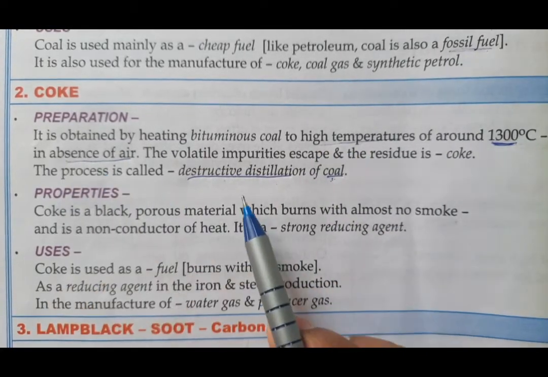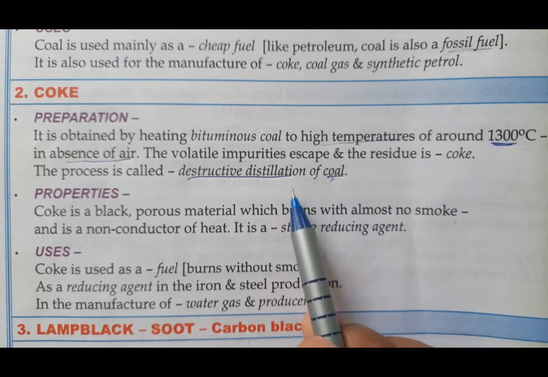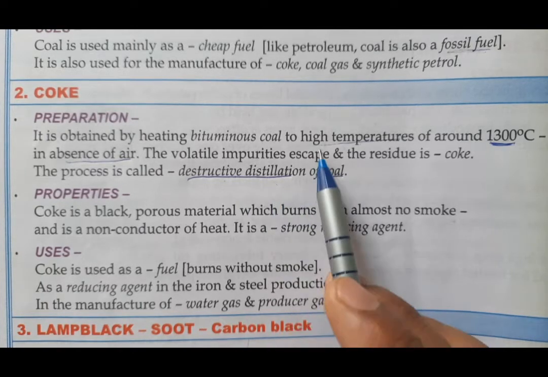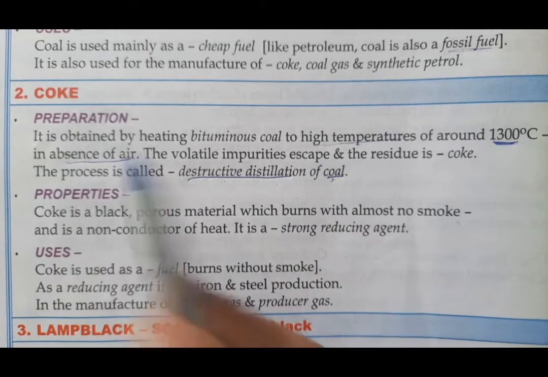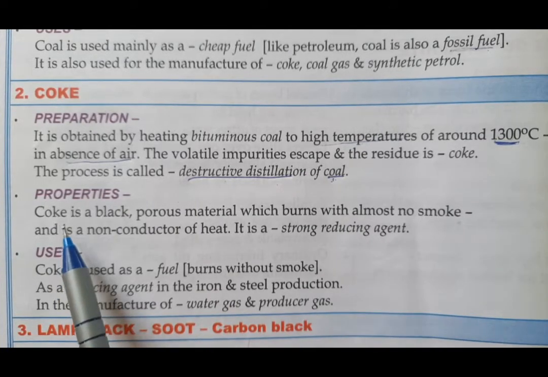So I repeat for the last time. Define destructive distillation of coal. It is the process in which coal is heated at very high temperature in absence of air. Okay. Now we'll see the properties, students.